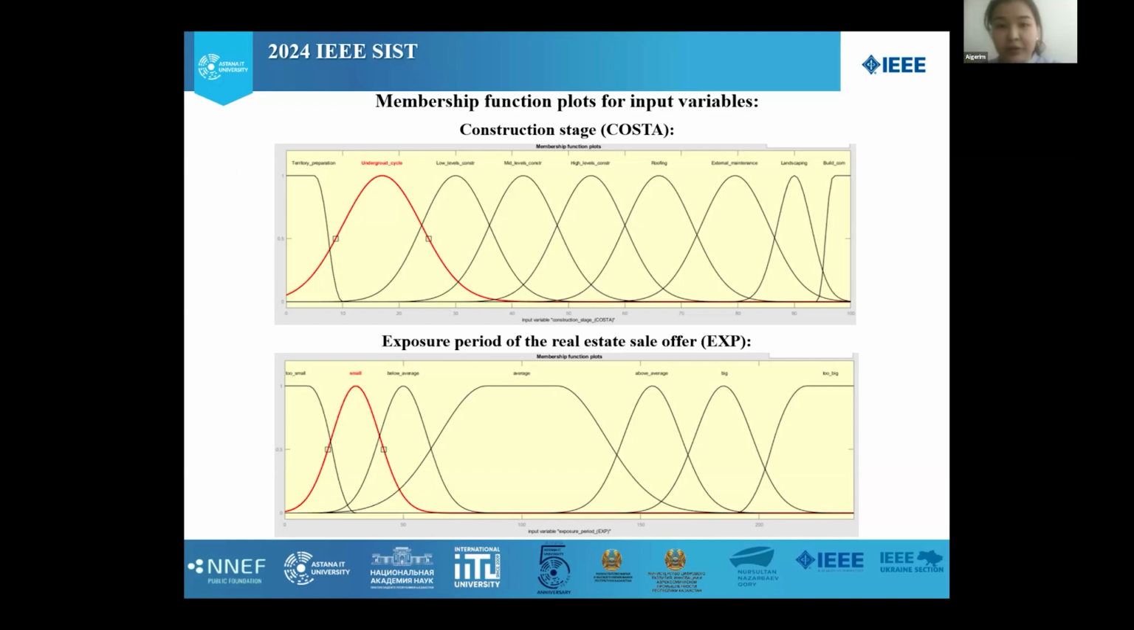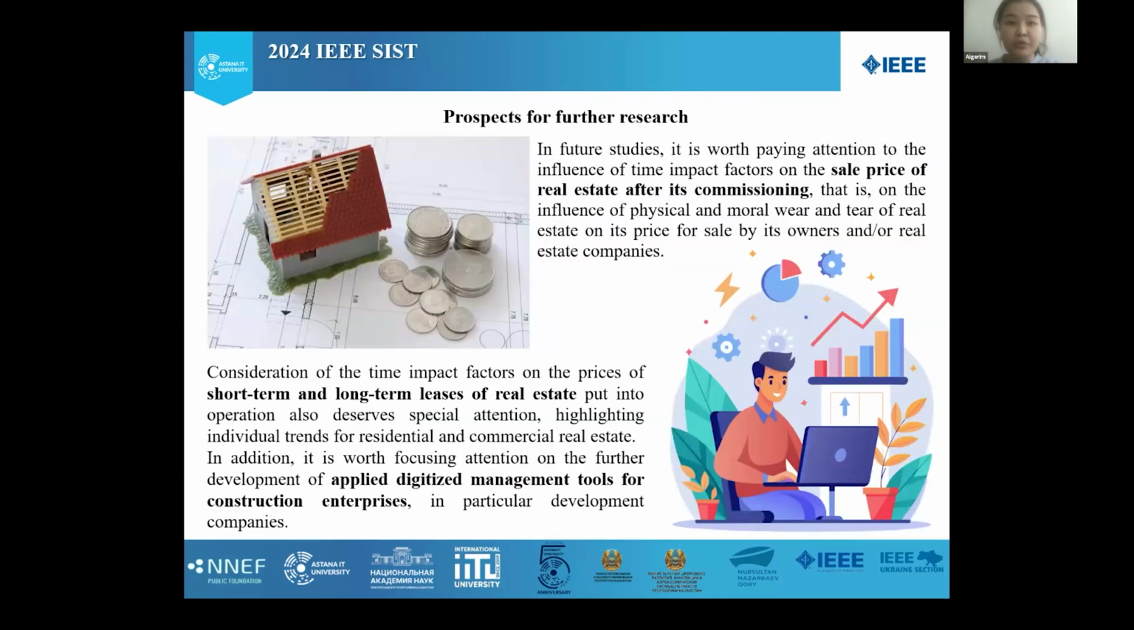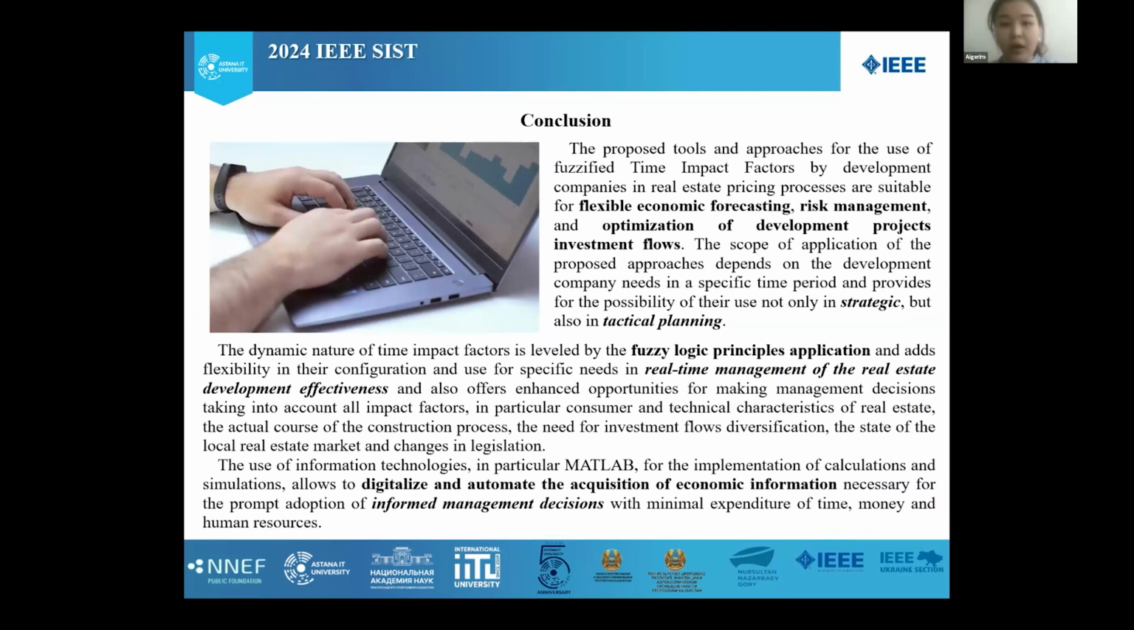Okay, so let's maybe move to the conclusion. The proposed tools and approaches for the use of fuzzy time input factors by development companies in the real estate pricing process are suitable for flexible economic forecasting, risk management, and optimization of development projects' investment flows. The scope of application of the proposed approaches depends on the development needs in a specific time period, and provides the possibility of their use not only in strategic but also tactical planning.